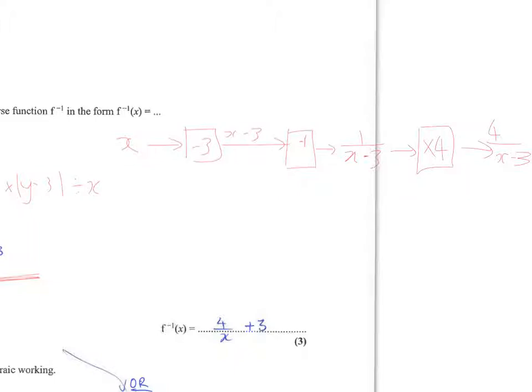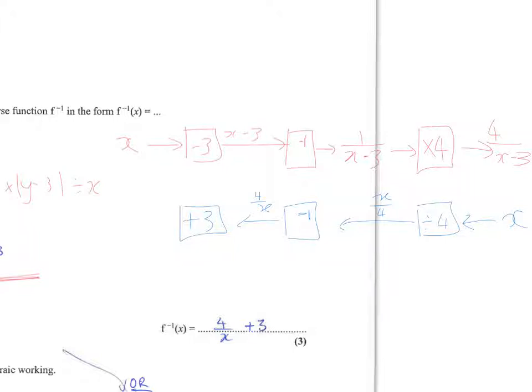Now to work out the inverse, we're going to go in the opposite direction. So we're going to start with our value x, and rather than timesing by 4, I'm going to divide by 4. We're going to, in this case actually, to the power of minus 1, and we're going to add 3. Take my x value, divide by 4. Put to the power of minus 1. So that gives me 4 over x.